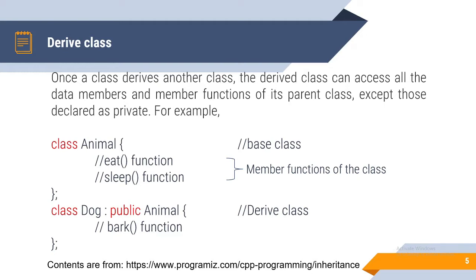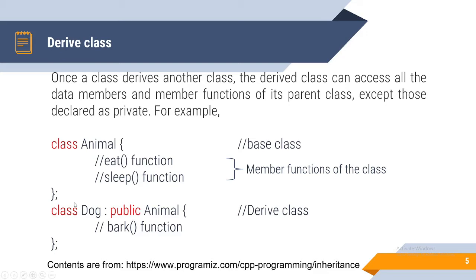So here is our base class. Let us say our base class is called animal, and we have the member functions eat and sleep. These are our functions inside the base class. And we have here the derived class, which is dog. Don't forget to use public animal. This is one way to access our base class. Without this one we cannot access our base class.